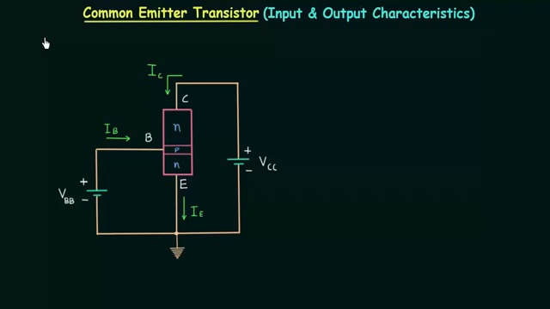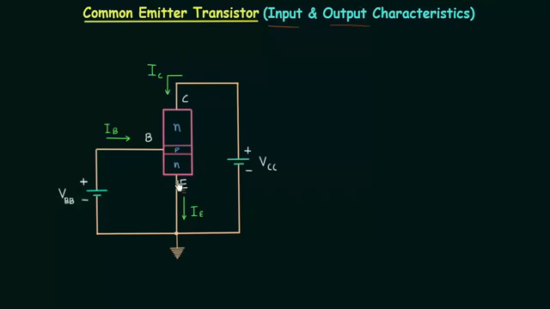In the last lecture, I explained common emitter configuration of a transistor. In this lecture, we will plot input and output characteristics of common emitter transistor. This is common emitter configuration because emitter is common to the input side and to the output side.